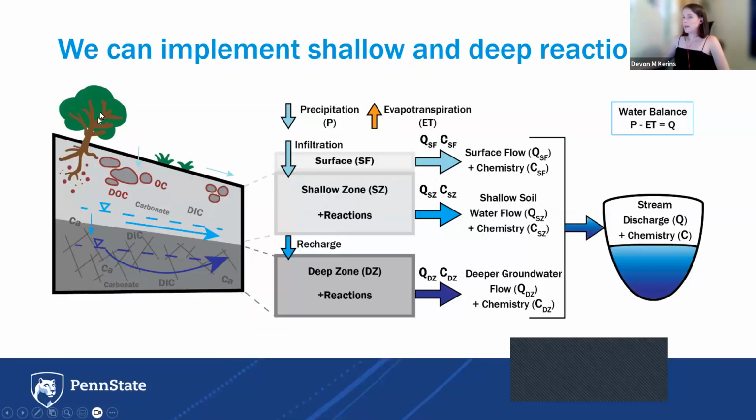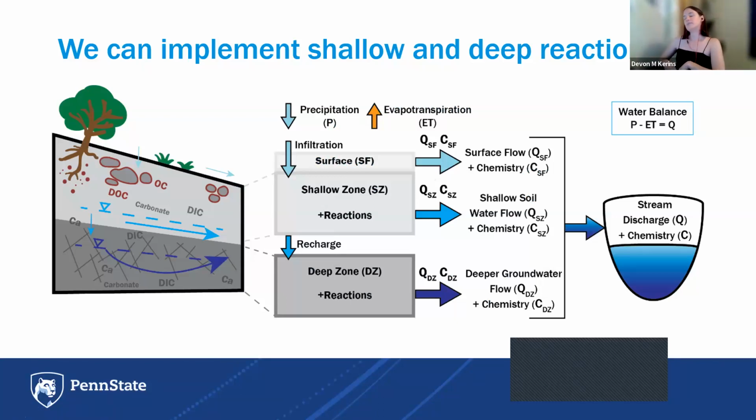So just want to go over how we can implement shallow and deep reactions, really give a conceptual understanding of the model we will be using. I know this has been covered in some of the other videos in this series. However, it's always good to reacquaint yourself with the model and just remember what the model is doing.